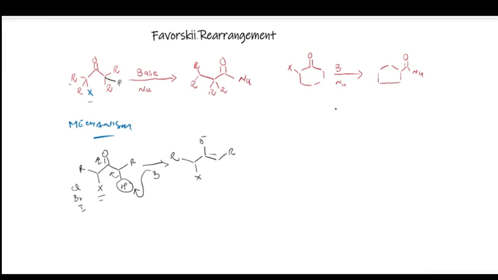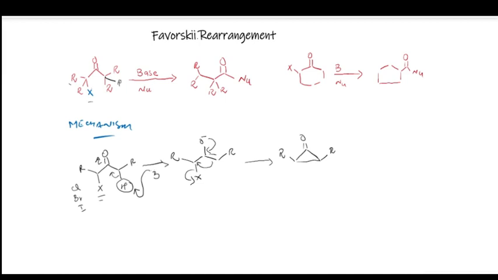This enolate anion will collapse, and as a result, these pi electrons will attack the alpha carbon on the other side of the ketone, allowing the removal of the halide anion. And you can see that we have the formation of this cyclopropanone intermediate with alkyl groups on both sides of the ketone.